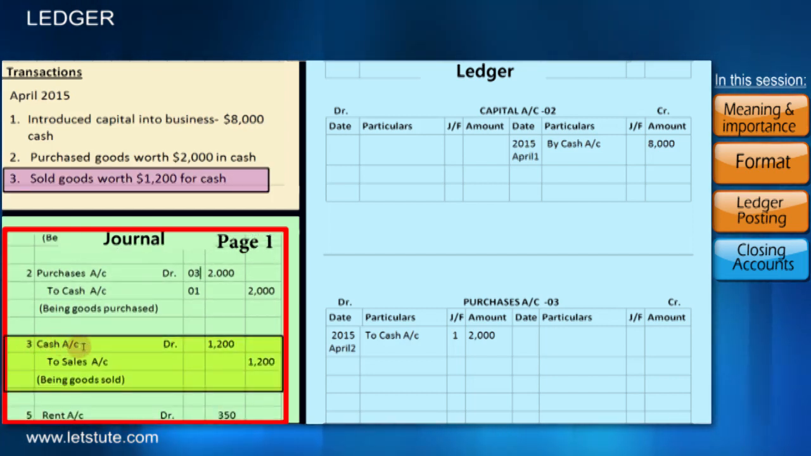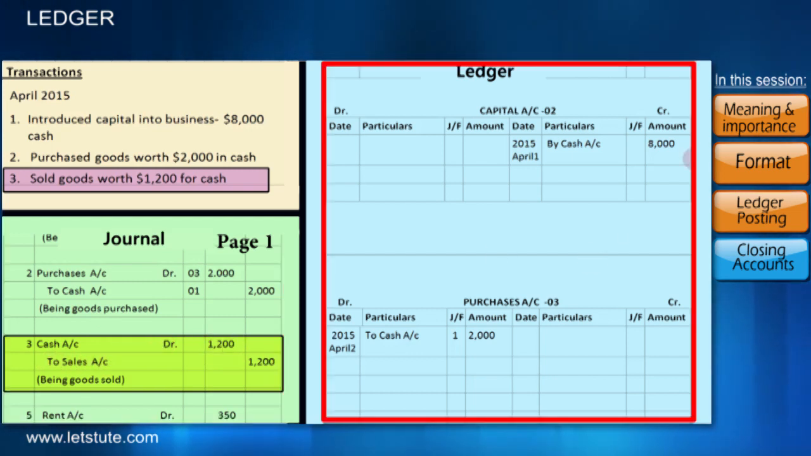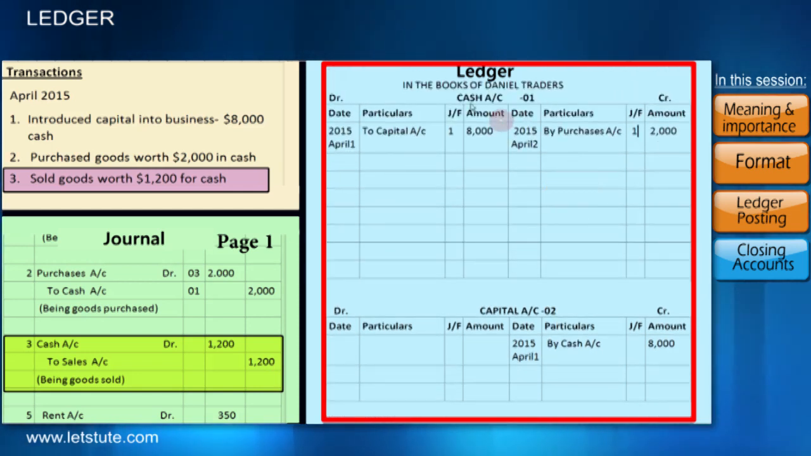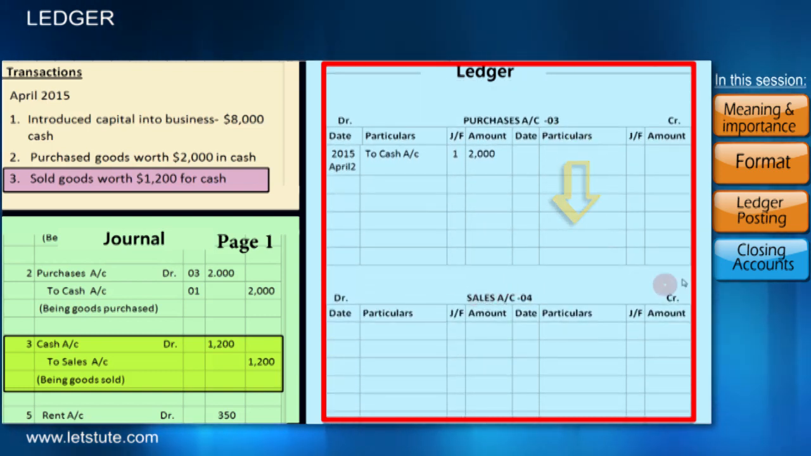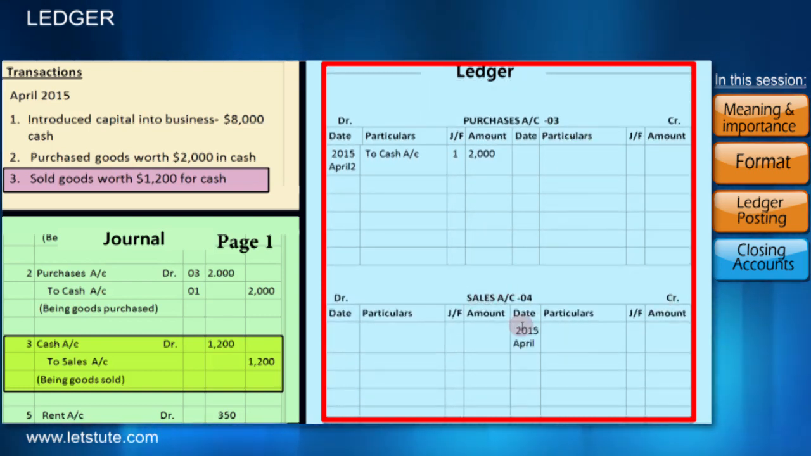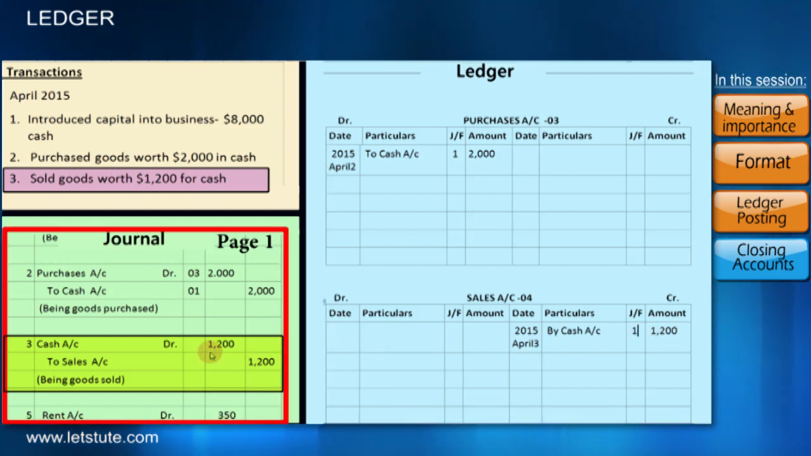So next is cash account debit to sales 1200. Just like we read the entry, cash account debit to sales 1200. And don't forget the date, that is April 3rd. Then the same entry in sales account, credit side, April 3rd, by cash account 1200, JF page 1. Then we fill in the journal.